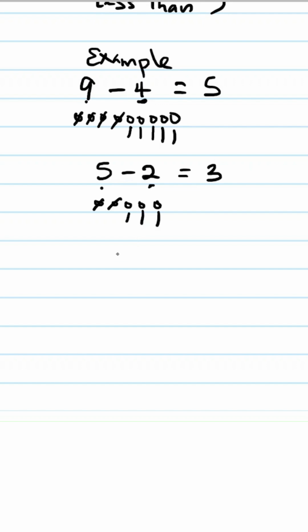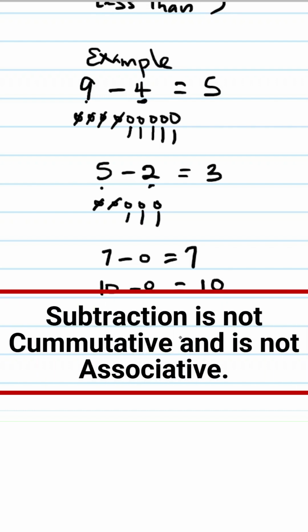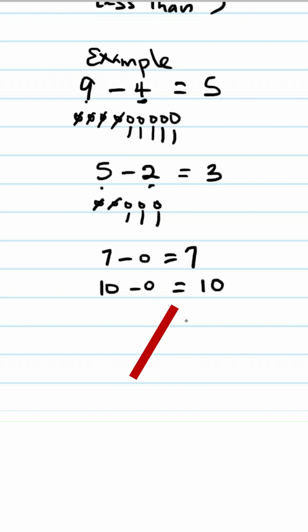Again, you must note that if we are subtracting 0 from any number, it gives us that number. So for example, 7 minus 0 is 7. 10 minus 0 is 10. At this point, you must note that subtraction is not commutative and subtraction is not associative. If you missed that video, you can click on the link above to watch the video on commutative and associative.